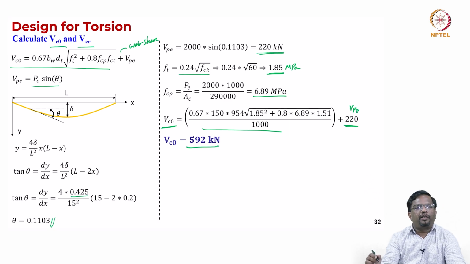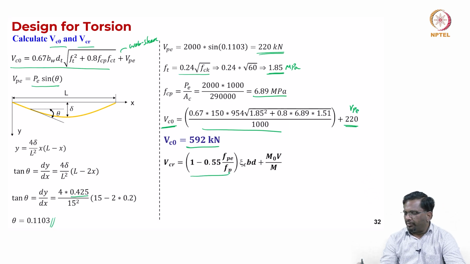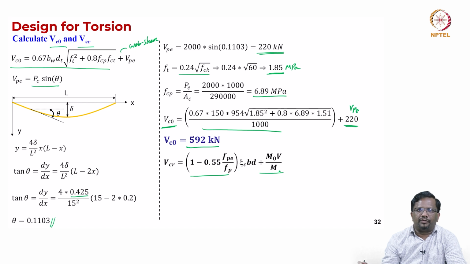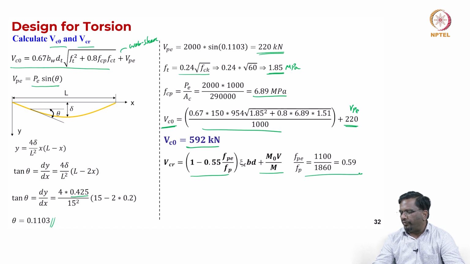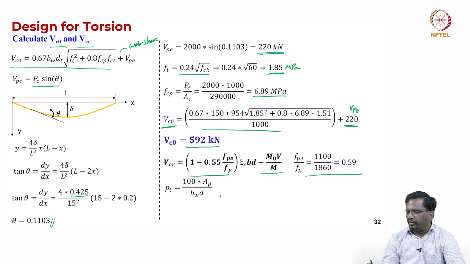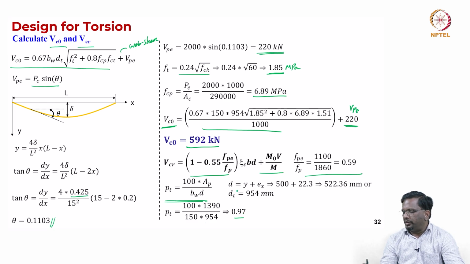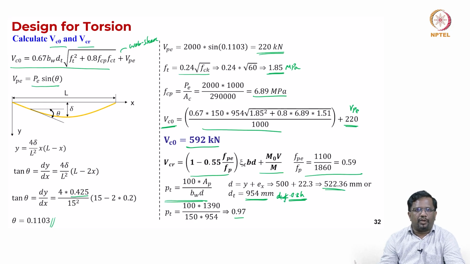So, you get 592 kilonewton, and the Vcr equation is this, like last lecture we have seen, and fpe by fp is 0.59. Now, psi z is a function of your percentage of steel, and pt works out to be 0.97. Then dt we have to take as the higher value, we cannot take the lower value. If it is coming very low, then you take 0.8 H. So, your dt can never be taken less than 0.8 H, okay, that you keep in mind. You cannot take a lower value, because I put some normal steel also. So, that works out to be 954.